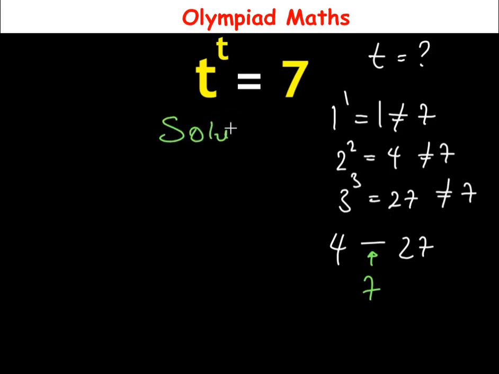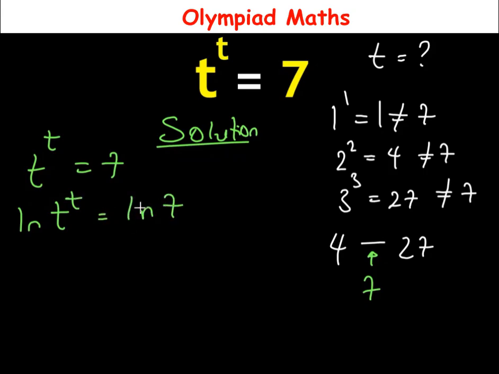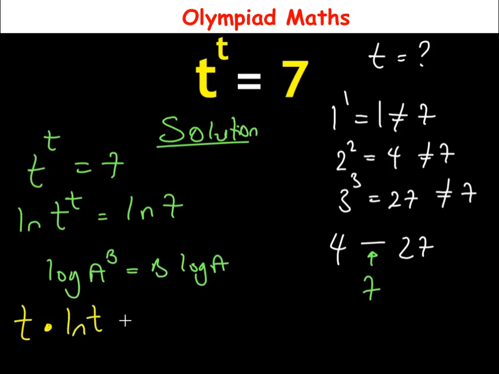So solution, the equation is t raised to power t is equal to 7. With this, we are going to introduce natural logarithm to both sides of the equation. So ln t raised to power t is equal to ln 7. And applying the rule of logarithm, that if you have logarithm of a raised to power b, this becomes b times the logarithm of a. So applying it right here, power t then becomes t times ln t, which equals ln 7.